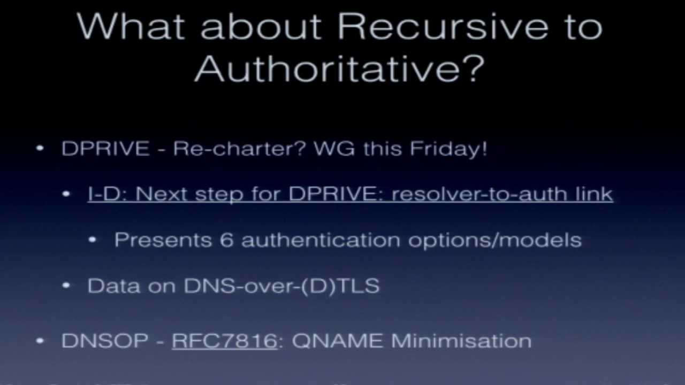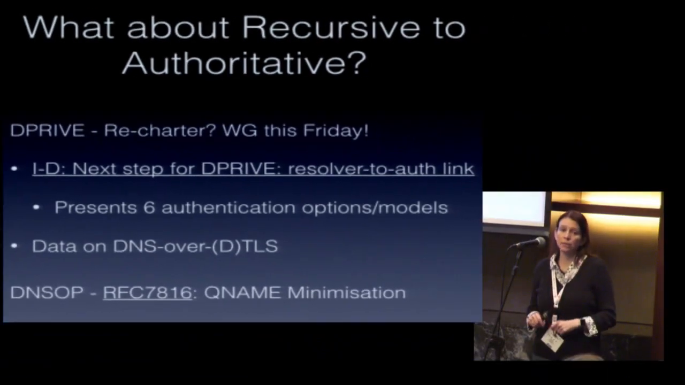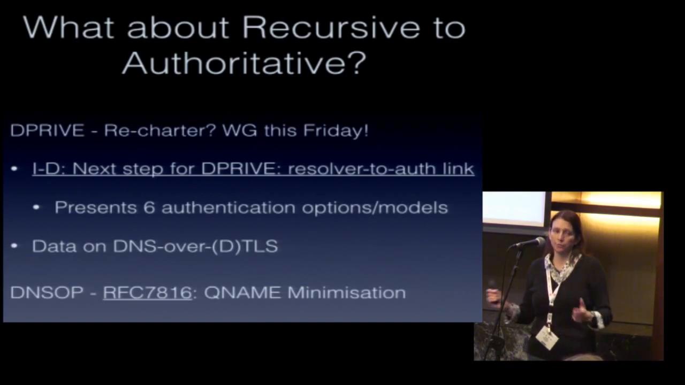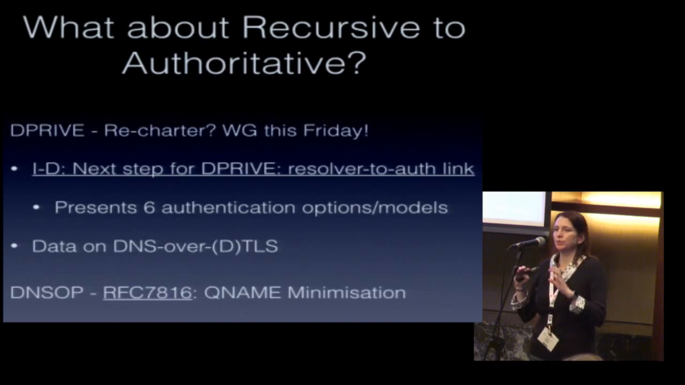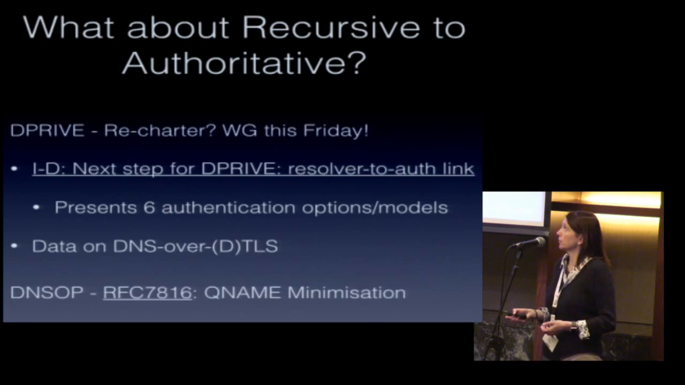So, what next? Now we have to start biting the bullet and thinking about the recursive to authoritative problem. And in fact, the working group is meeting this Friday here in Seoul, and one of the agenda items is the recharter discussion. How do we move forward from where we are to tackle this? There is a draft available, and what that attempts to do is enumerate 6 options for how to do that authentication between the recursives and the authoritatives, and that's also going to be discussed in the working group.